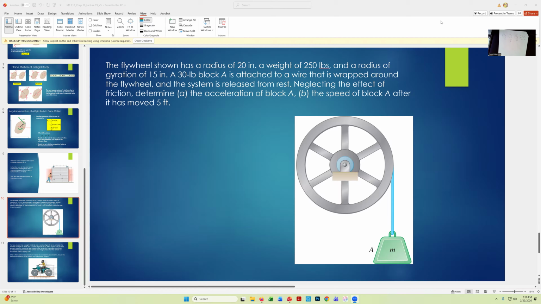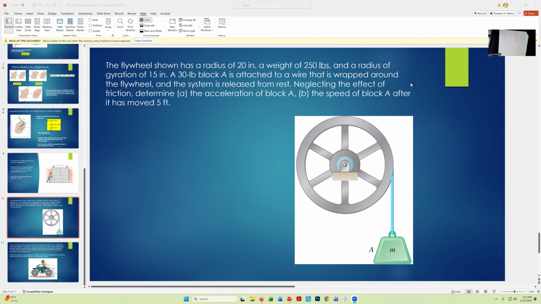Now you have a 30-pound block at A attached to a wire that is wrapped around the flywheel, and you release it from rest. So neglecting the effect of friction, determine the acceleration of the block and the speed of the block after it has moved 5 feet. Finding the velocity will be very easy. That's just basic kinematics. So let's find the acceleration, using the same thing we just talked about. If you want to try it on your own, by all means do so. If you can understand it, you're that much better off.